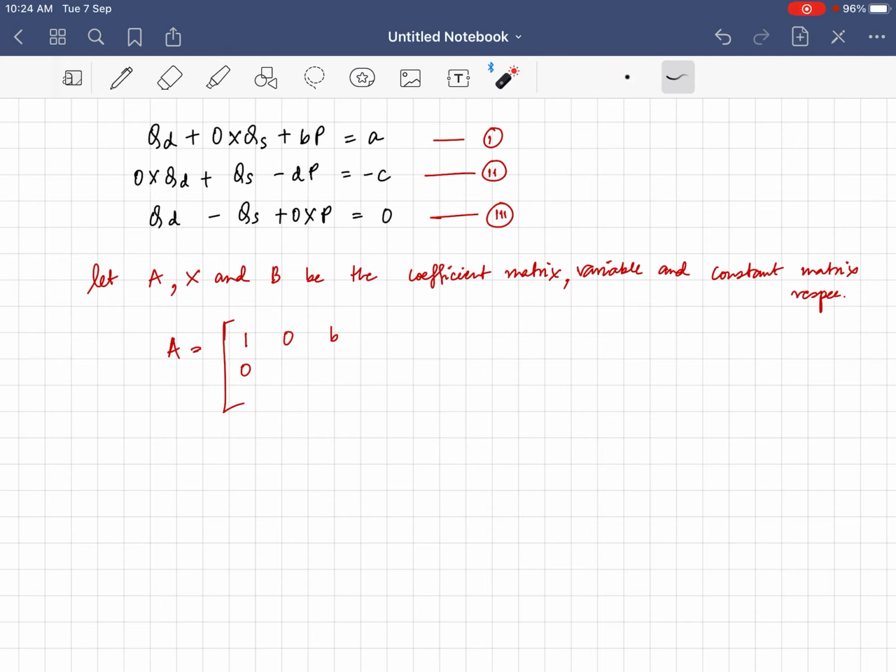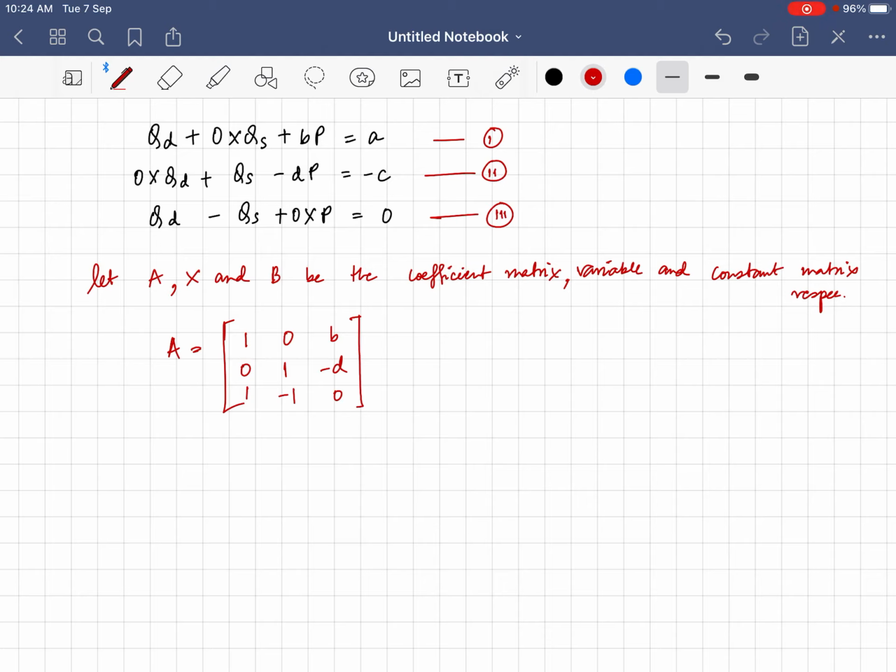The next one, QS, nothing is there. If nothing is there, it means what? 1 is multiplied with it. So the coefficient is 1. And for this one, what is multiplied with P? It is minus D. For the last line, it is QD alone, so 1 is multiplied. QS is multiplied with minus 1 and P is multiplied with 0. So this is the coefficient matrix which we got.